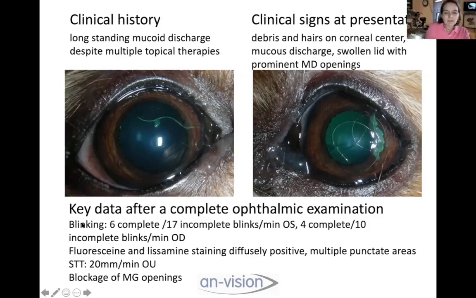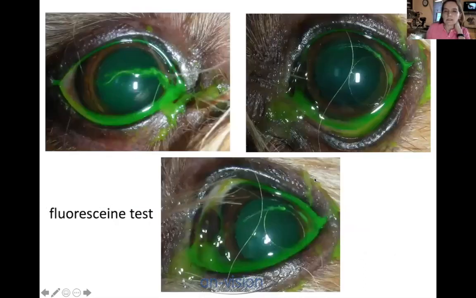So just as a side, the blinking was not regular. The staining, we did vital stains, they were diffusely positive, and we had multiple punctate areas. Schirmer tear test 1 was 20 in both eyes. And if you watch closely, you can see in the first slice as well all those meibomian glands. It's like a pearl bracelet, you can see the meibomian glands popping out here. It's amazing. And then this is the fluorescein test.